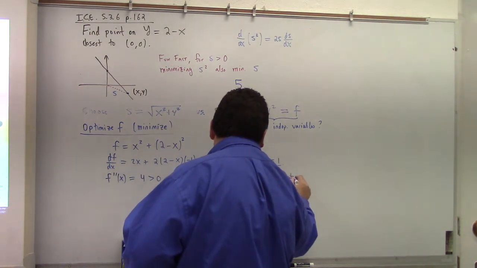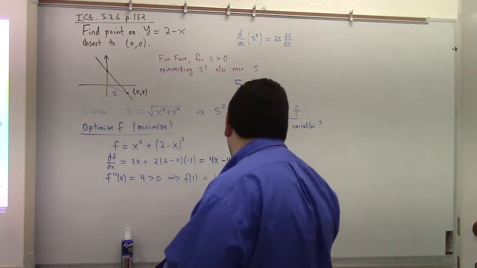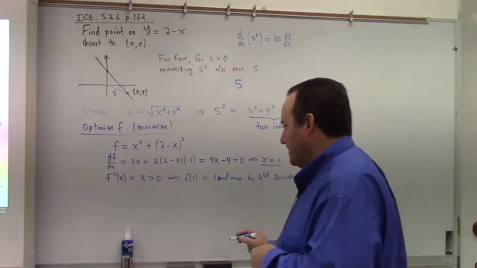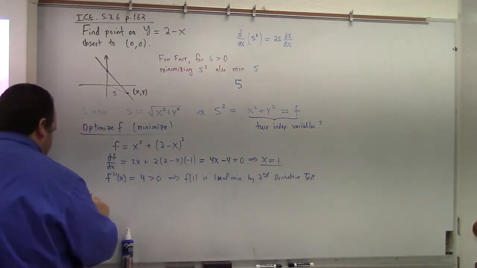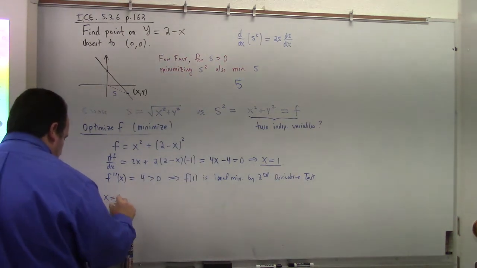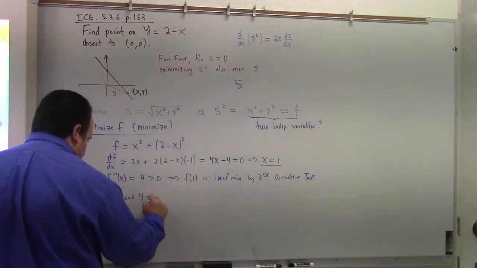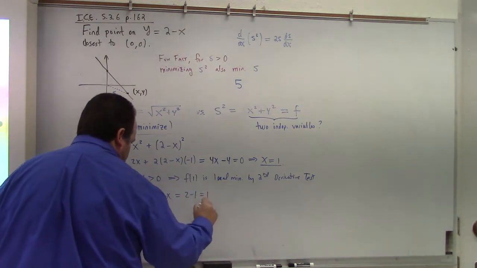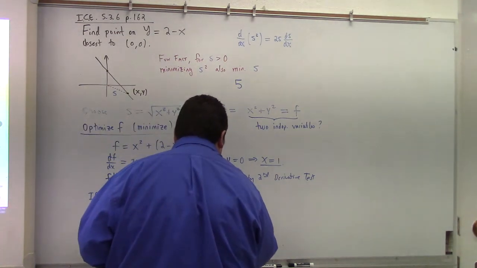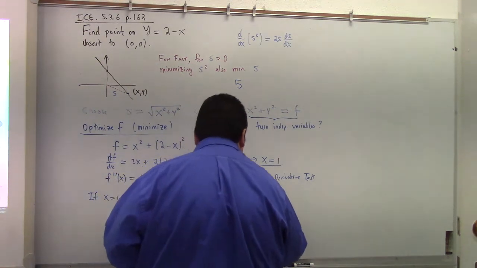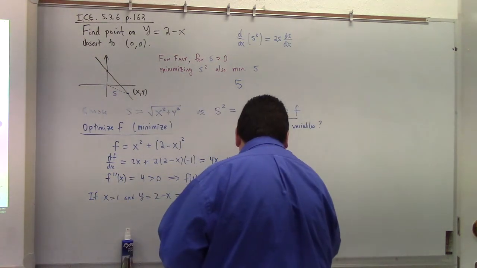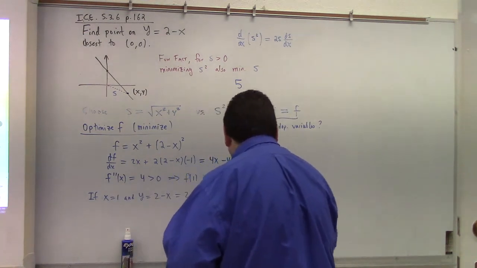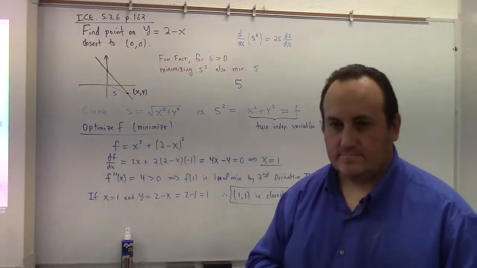So there you have it, the closest point. The closest point is when x is equal to 1. So let's finish it. If x equals 1 and y is equal to 2 minus x, that's equal to 2 minus 1, which is equal to 1. Therefore, (1, 1) is the closest point. All right?